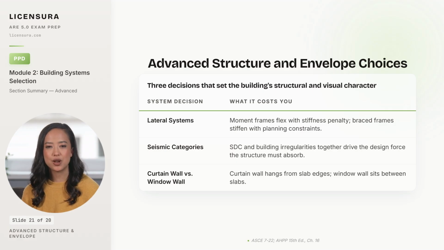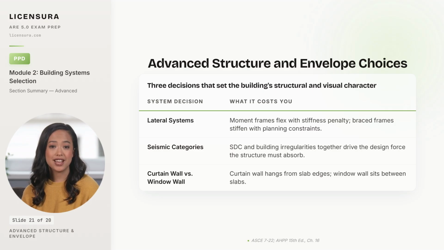Moment frames preserve open architecture by transferring lateral loads through beam column connections, but deflect more under load and demand careful drift control, while braced frames and shear walls deliver stiffness at the cost of placing the lateral elements where the architecture has to work around them.